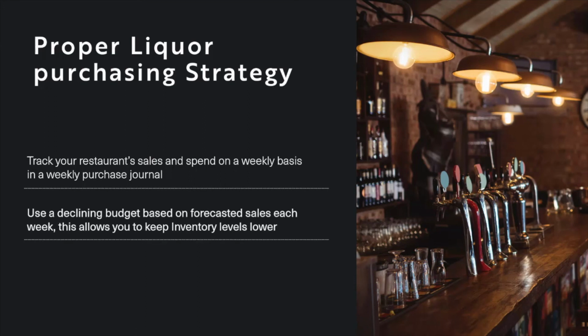Also, using a declining budget based on forecasted sales each week allows you to keep inventory levels lower. This helps you to more easily track variances in your inventory and keep cash in the bank. As an added bonus, having an inventory system will ensure that your stock value, the total sum of your inventory value, is accurate against your purchases for that week.